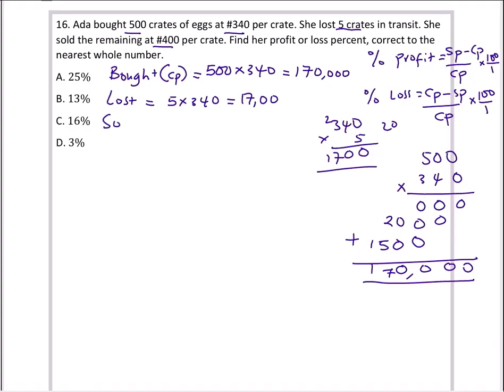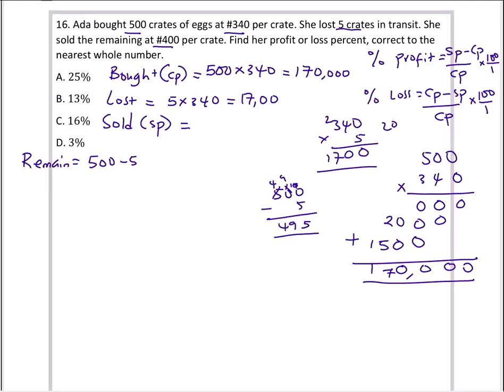When we talk about sold, it talks about what? Selling price. So that's how much she sold it. So she sold the remaining. What is the remaining? That's one thing we need to know. Remains is equal to 500 minus 5. So 0 cannot minus 5, so this remains 4, and here becomes 10. 10 minus 5 is 5, and then 9 minus nothing is just 9, so 495.